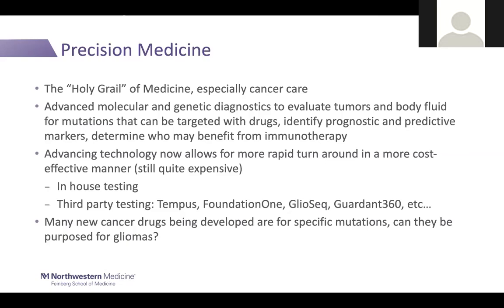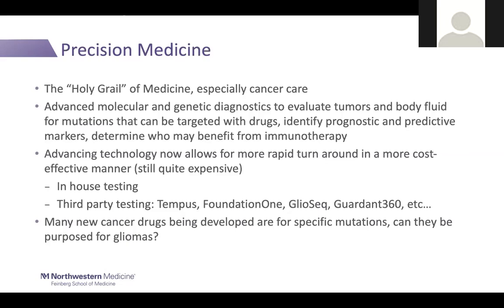These advancing technologies are also making things cheaper overall. Now you can do full sequencing of a tumor. 10, 15 years ago, that was very cost prohibitive. It's still expensive, but it's something we can more routinely do. We can order it easily, and we get a report back in a couple of weeks. Something that we couldn't do some time ago.